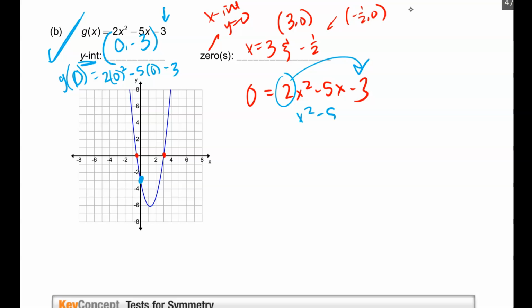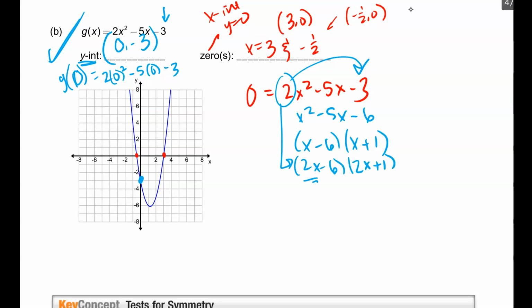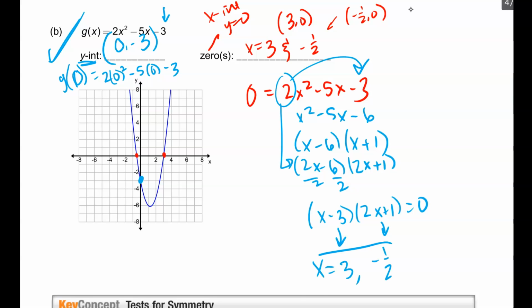Multiply a times c, so 2 times -3 is -6. Factor as normal. So this is -6 and 1: adds to -5, multiplies to -6, yep. Then you must put the coefficient back in. See if there's anything you can simplify, because one of your factors might have a common factor, like that 2x minus 6. They're both divisible by 2. So we have x minus 3 and 2x plus 1. If I set each factor equal to 0, we get x equals 3 and -1/2. So we were spot on here.